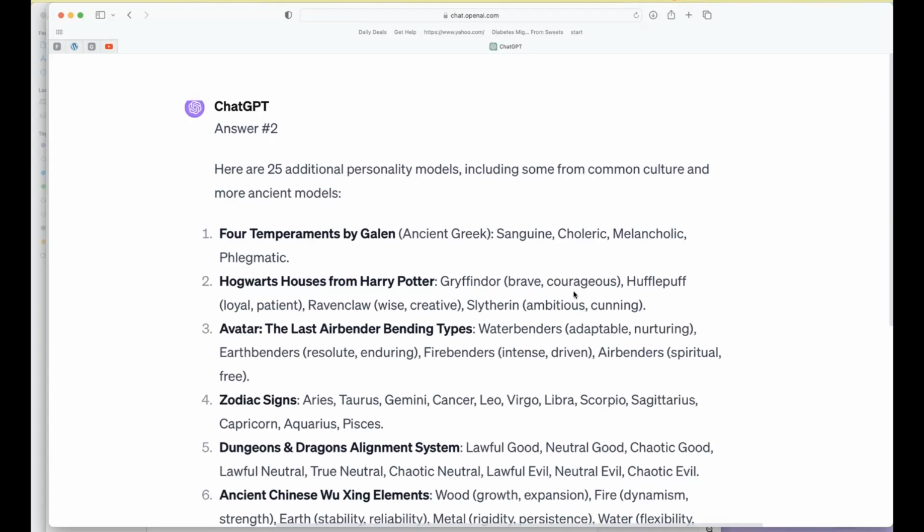Hogwarts houses. Speaking as a Hufflepuff. No, I'm not. I'm a Ravenclaw. So Gryffindor, brave and courageous. That's out grid. Hufflepuff, loyal and patient. Interestingly enough, more in-grid and up-grid. Ravenclaw more down-grid, but Slytherin is what's out-grid.